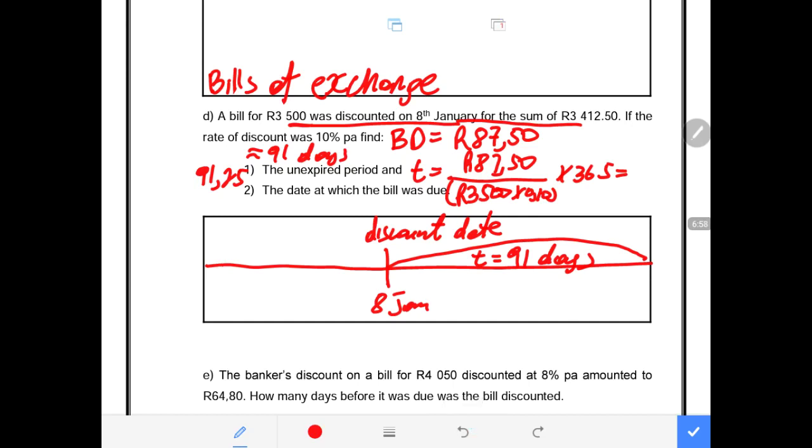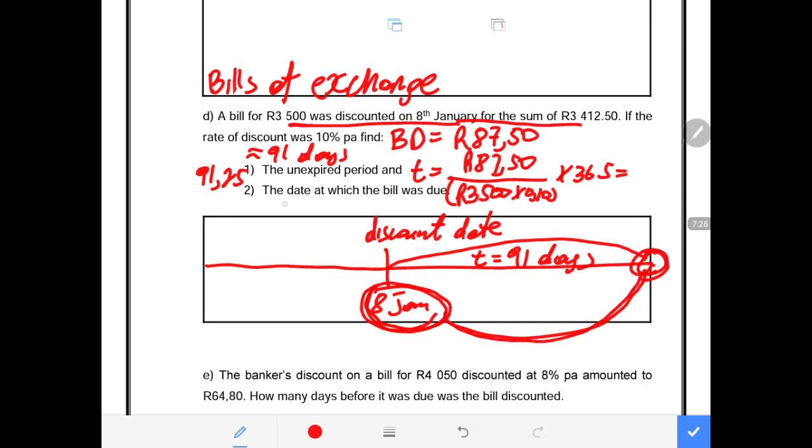Was it 90 DD or 120 DD? We don't know. But we know that from the 8th of January up until the due date of the bill, we have a total of 91 days. That's what we know. Because T, which is the unexpired period, is the period between the discount date of the bill and the due date of the bill.